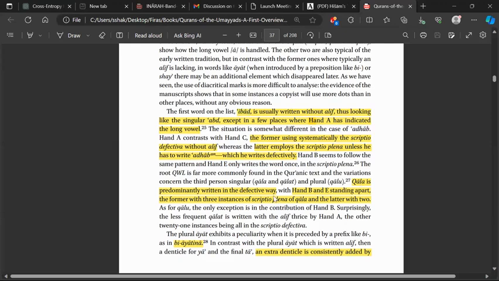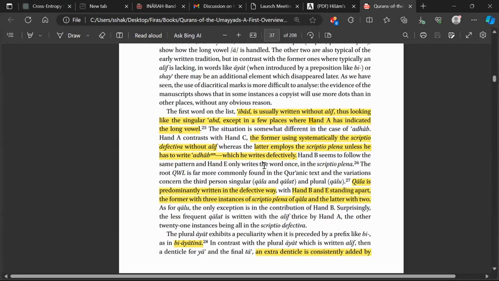So here is the analysis of the word qala. Qala is predominantly written in the defective way, that means without the alif. And hand B and E, which are two of the scribes, stand apart, the former with 3 instances of the spelling with the alif and the latter with two. So that's very few exceptions. Basically, we have a dominant defective spelling in these manuscripts.